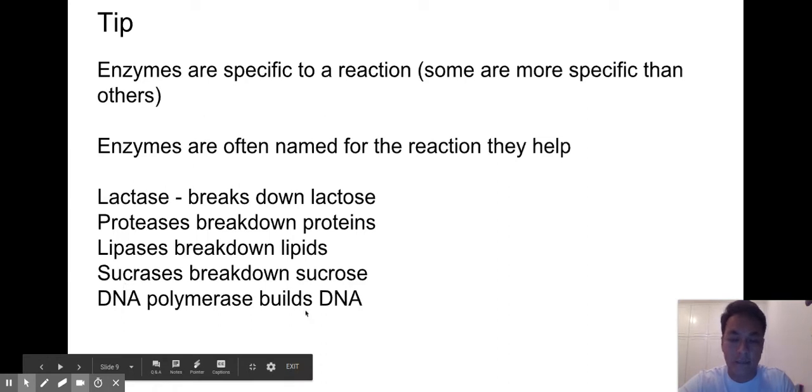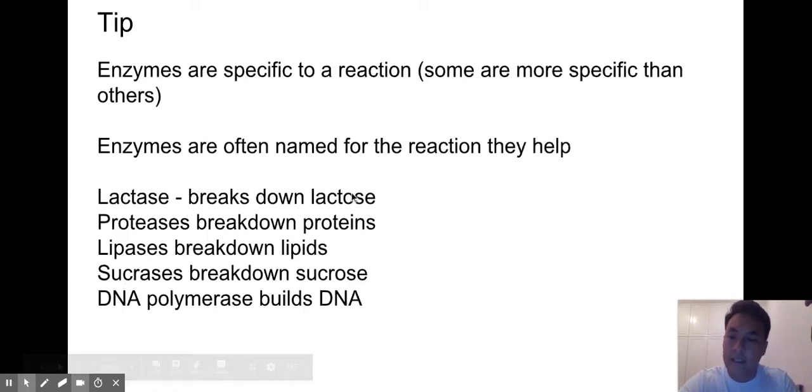So that's an example of one building up. So they're often named for that, but they're not always named for exactly what they do. And they often end in ASE. Remember back from the last video, OSE often signifies carbohydrates and ASE often signifies an enzyme.